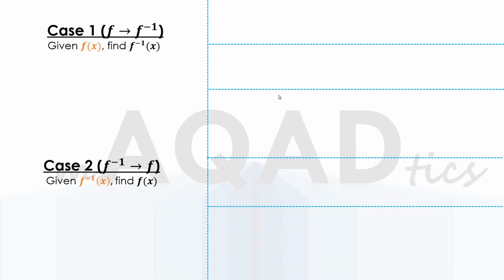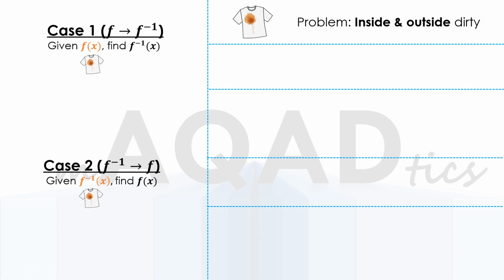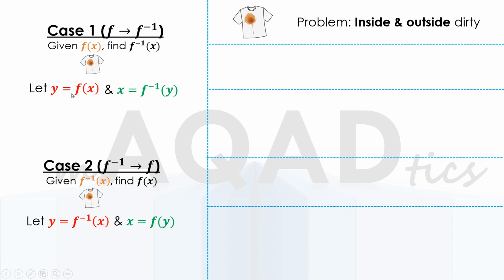For both cases, let us assume that the given function here is the dirty shirt. So in this case, this dirty shirt, inside and outside, is dirty. Another thing here is we need to use these two equations for each of the cases. Later I'll explain where this comes from, but let us assume that all these equations are soaps.